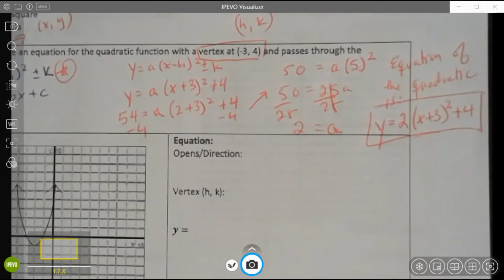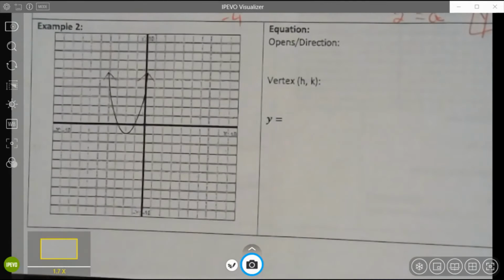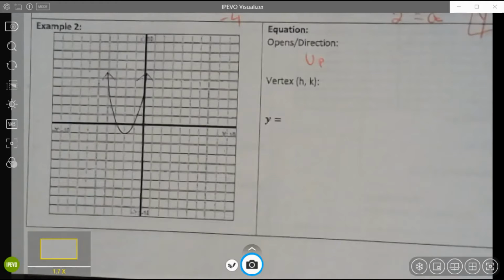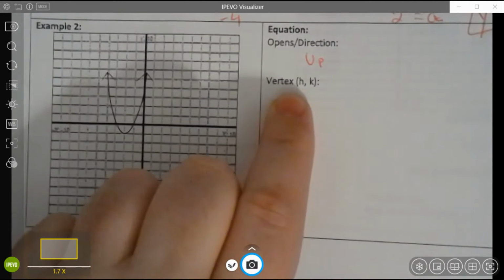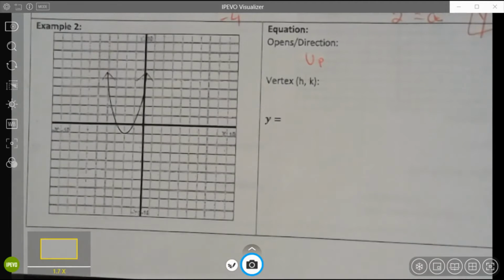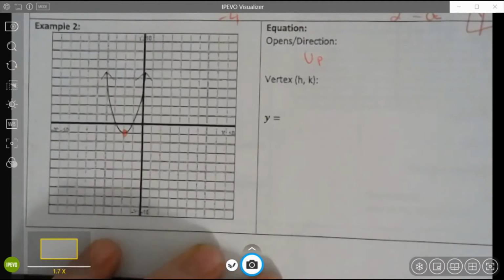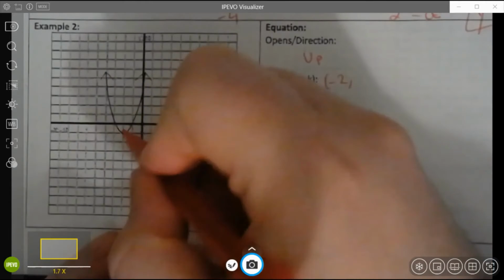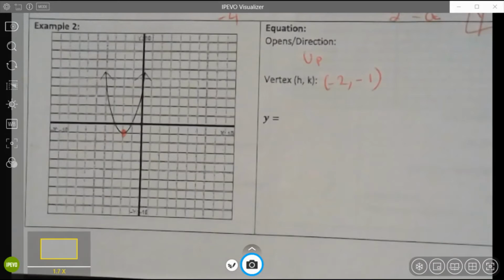So for example 2, they give you a graph of a parabola, and they want to know, does the graph open up or down? Does graph open up? The next part wants to know the vertex. So the vertex h, k. So this right here is the vertex. So this is the point (-2, -1).